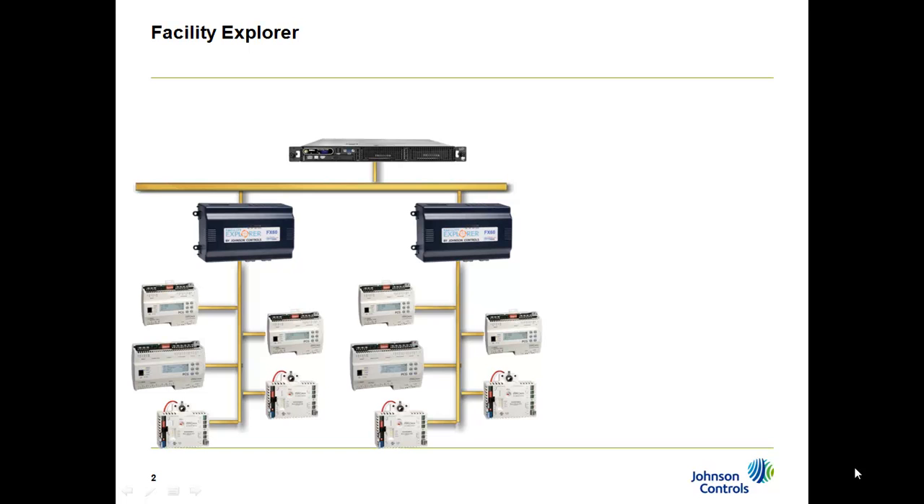Facility Explorer is a building automation system, and the key word here is system, because Facility Explorer is comprised of several control components that work together. The Facility Explorer system automates the operation of a building's mechanical and electrical subsystems, with the end goal being to provide building owners, building occupants, and building operations and maintenance staff with a comfortable indoor environment using the lowest amount of energy and without requiring a lot of manpower to operate and maintain the system.